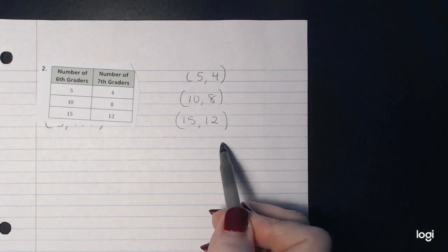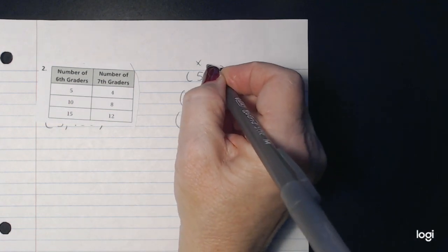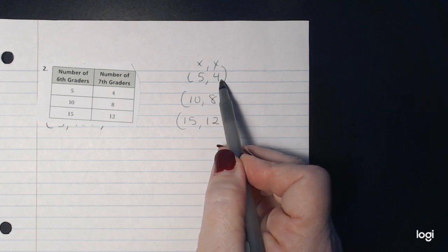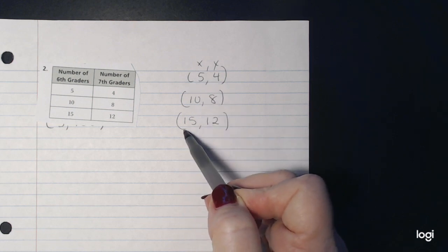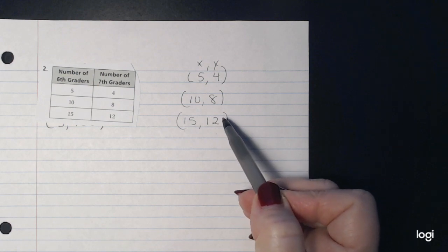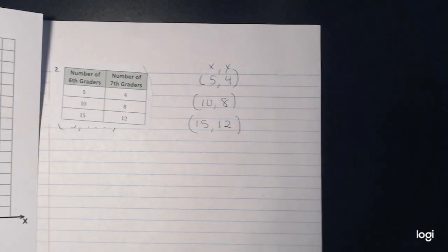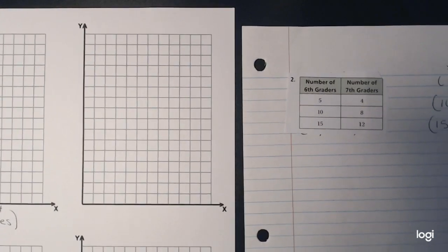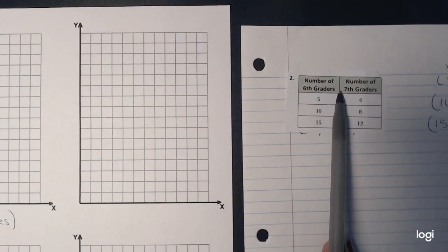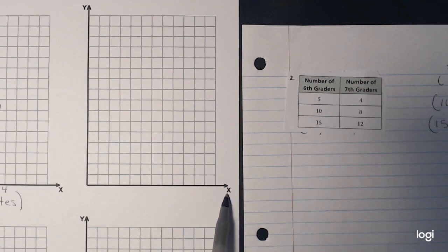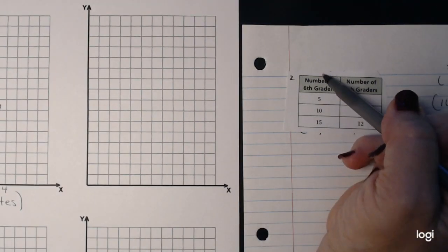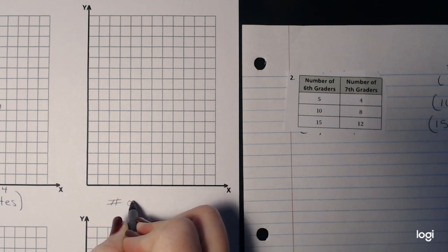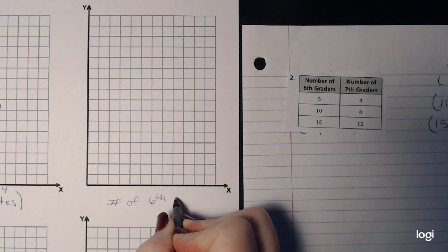Now, remember our ordered pairs, the first number that's listed is always our X. The second one is always our Y. X, Y, X, Y. We've listed our ordered pairs on our notebook paper. We're ready to go over here and put this on our graph paper. All right, let's see if we remember. Step number 1 is we put our label. So let's go down here on our X-axis. This will be our X. Let's write number like this. Number of 6th graders.